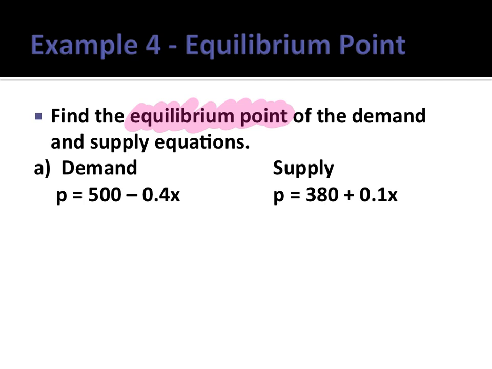So x stands for the number of units, and y, or in this case it's p. P stands for the price per unit. So you want to find not only what's the optimal amount of units to sell, but what should I sell it at?